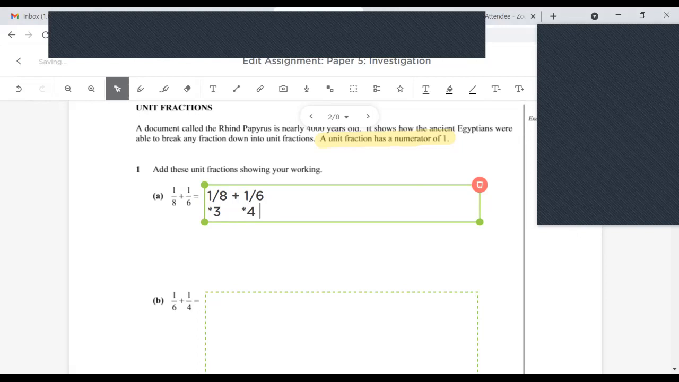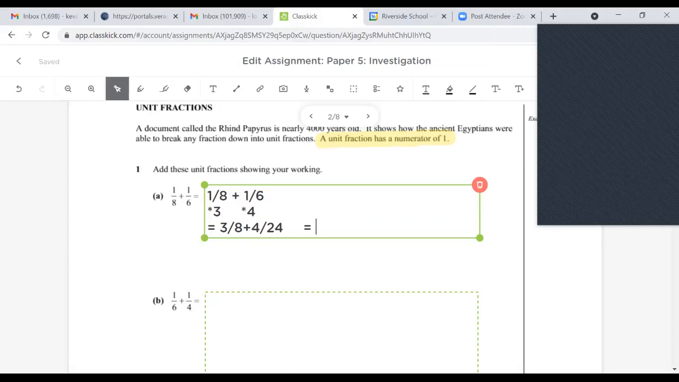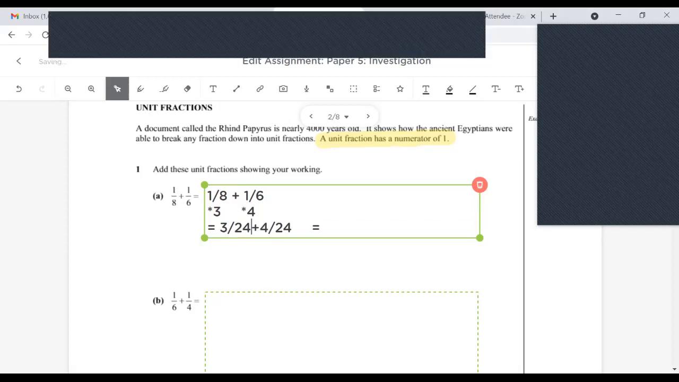Hello, Krista. So it goes 3/8 plus 4/24, which equals, how would I simplify this? Sorry, it's 24. Wait, you don't add the denominator, do you? No, you only add the numerators. Yeah, 7 24ths. Good.